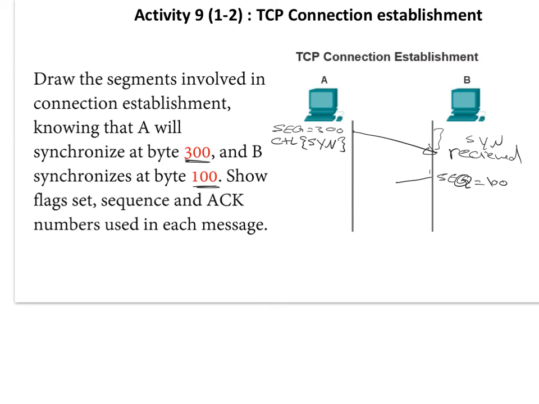What is correlated to the 300? The acknowledgement. The acknowledgement now tells A back that I received everything correct up to 300. Send me 301, or send me the segment after that. That's what the acknowledgement means. Always, the acknowledgement is incremented by one, or by the length, the number of bytes in the segment, above all the bytes that you have received at this point in time.